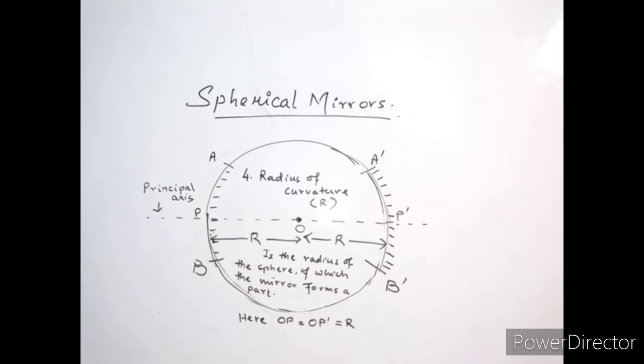So the radius of curvature is the radius of the sphere of which the mirror is a part, and here OP is equal to OP prime, because we have considered the same sphere for both the mirrors, and both will obviously have the same radius of curvature, that is capital R.